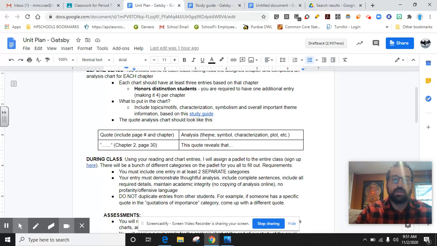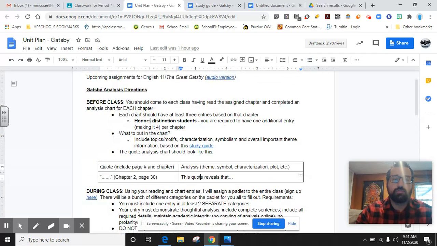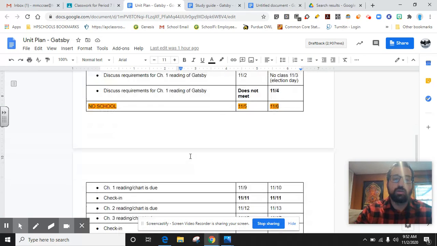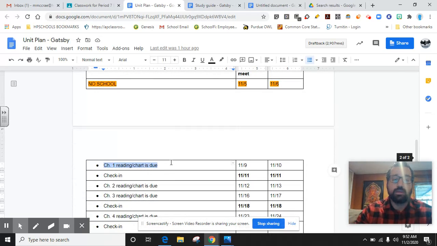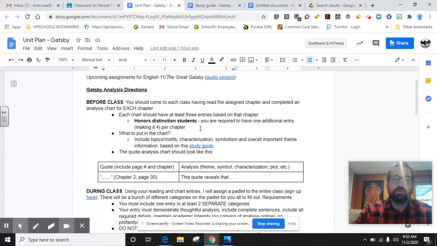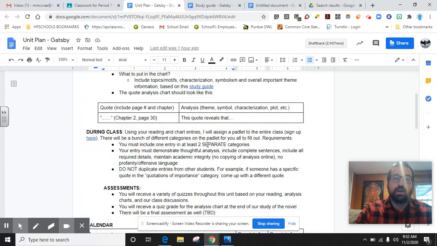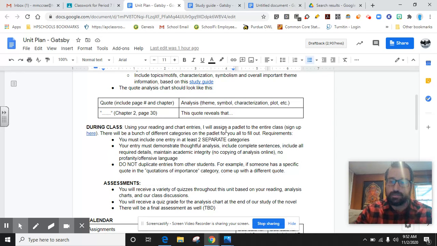Now, as far as reading goes, let's practice a little bit of what you could put in an entry for your analysis chart. Actually, before we do that, this is what you have to do before each class. Here, when it says chapter 1 reading is due on this date, depending on what class you're in, that means you need to have read and completed this analysis chart. Then during class, we're going to use that Padlet, the same thing we used during the Halloween class. We're going to use that to analyze Gatsby, and you're going to use your chart and your reading to analyze different categories like different characters, themes, important quotes.